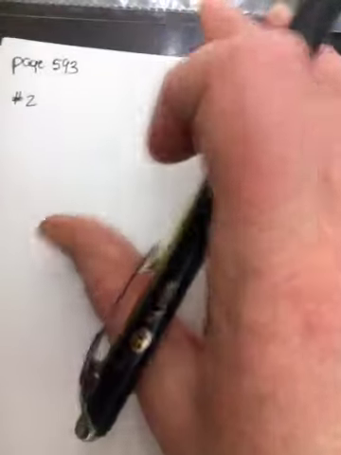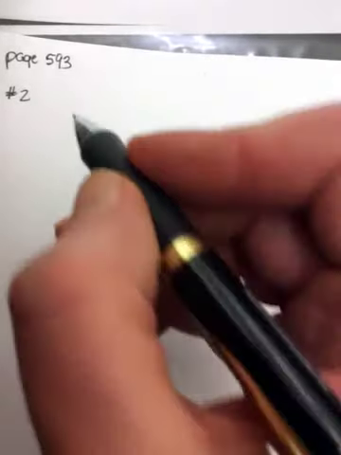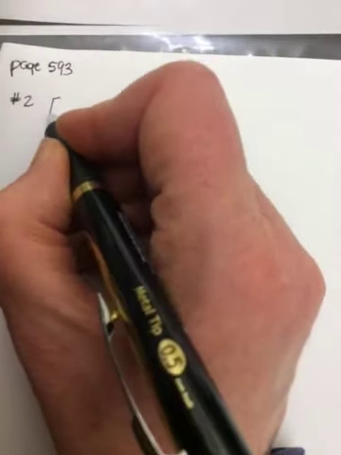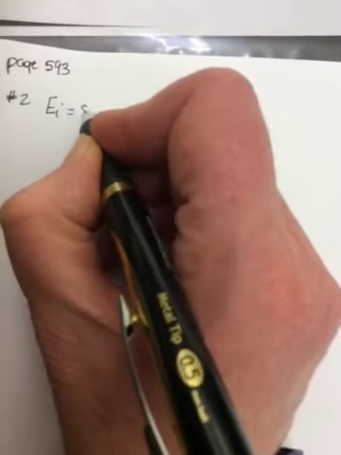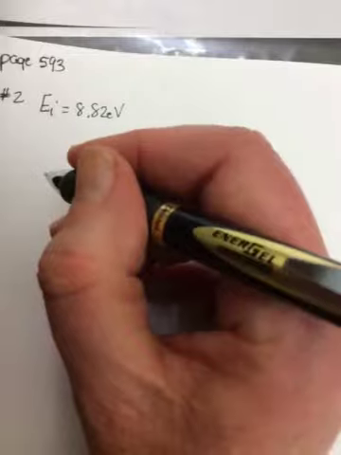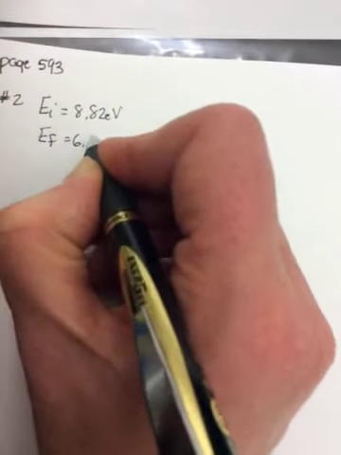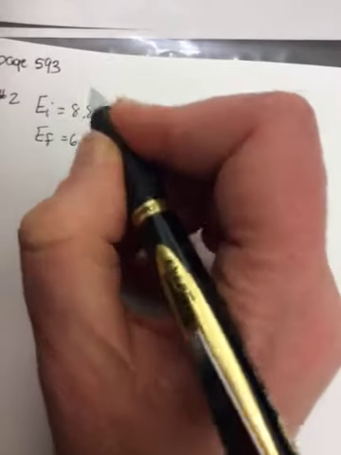Okay, page 593, number 2. For these ones, you're going to use the chart on page 592 for the mercury atom. Number 2 says a mercury atom drops from the 8.82 electron volt level, so E initial is 8.82 electron volts, to the 6.67 electron volts, so E final is 6.67 electron volts. So they have to tell you this.